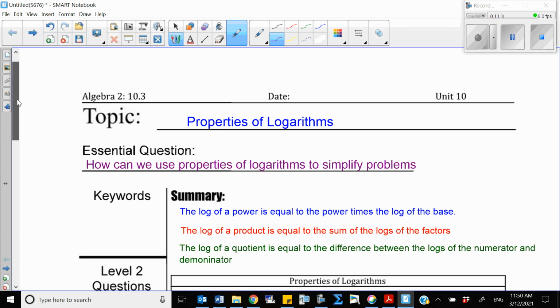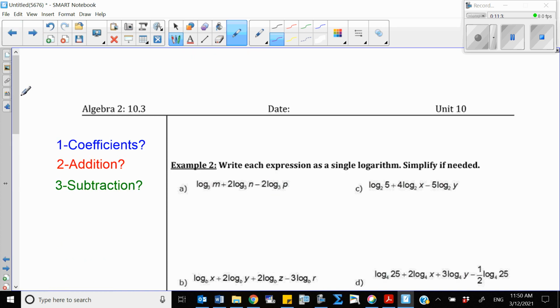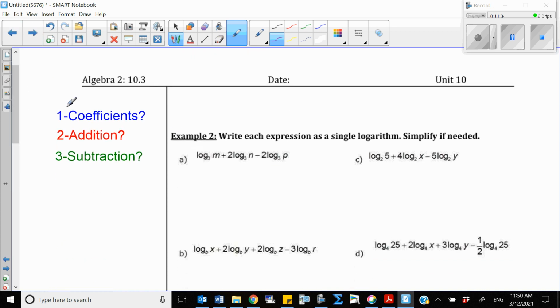So this is basically the opposite of what we were doing before. So what I'm going to do here is use the same properties but the other way. This time I have the right side of the properties and I'm going to go to the left side. In these cases, we need to look for coefficients first. Does any log have a coefficient like this one? Yes. So I'm going to do something about this. Then, do I have addition? Then use the property for that one. Do I have subtraction? Then use the appropriate property for that.